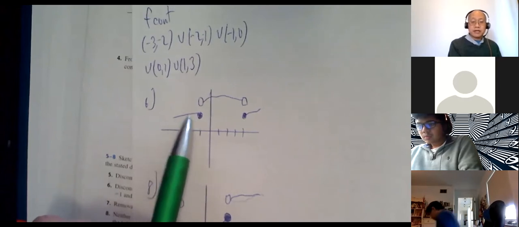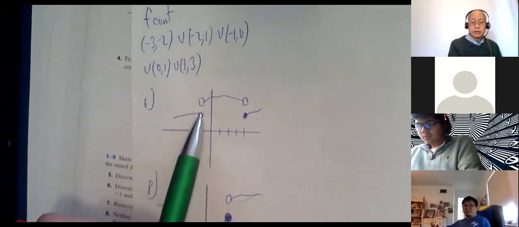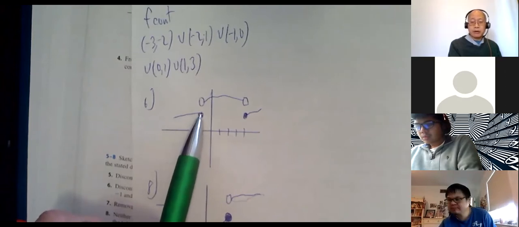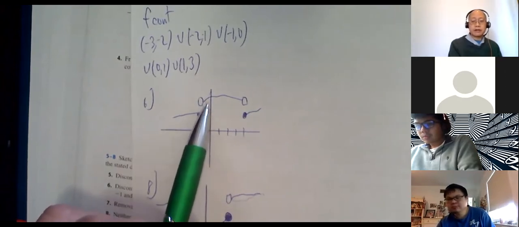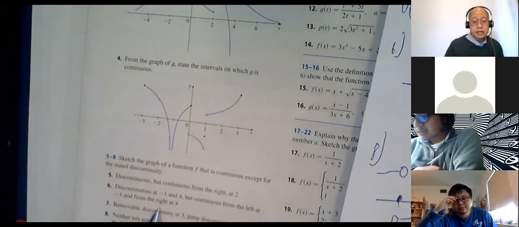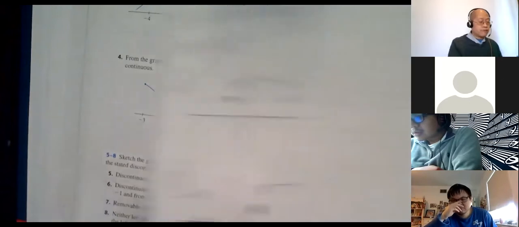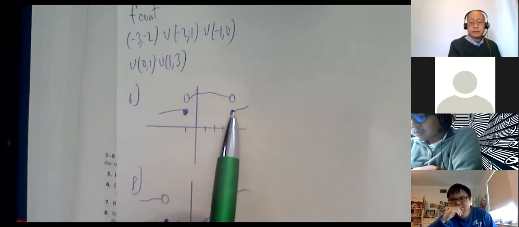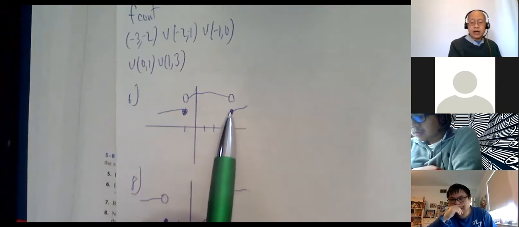So if I come from the left, I can keep going and I can put a dot there without lifting up my pencil from the paper. Then I have to lift up my pencil from the paper, right? And then for the other part, continuous from the right at 4. So when I come from the right side, I can reach the function value at 4 without lifting up my pencil from the paper.